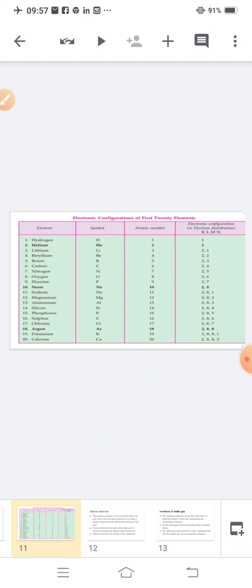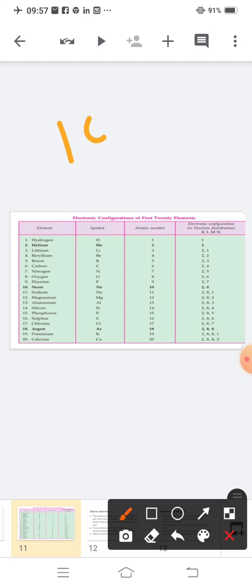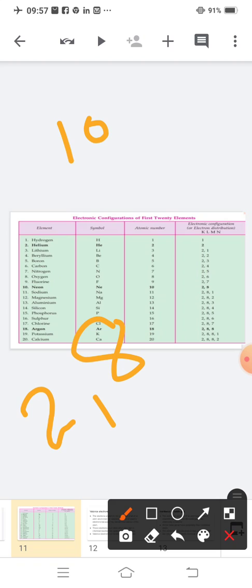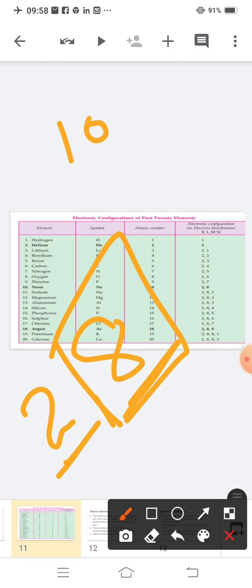Neon. Atomic number of neon is 10. Now see, 10. In the first energy shell, you can locate 2 electrons. Out of 10, you have already located 2 electrons. How many are remaining now? Now 8 are remaining. In the first shell, the maximum number of electrons that can be accommodated is 2, and in the second shell it is 8. So it is completely filled. Clear? It will neither lose nor gain, so that's why it is unreactive and it is a noble gas.